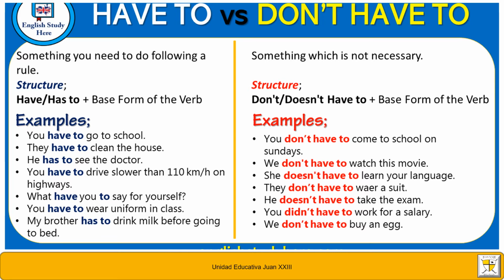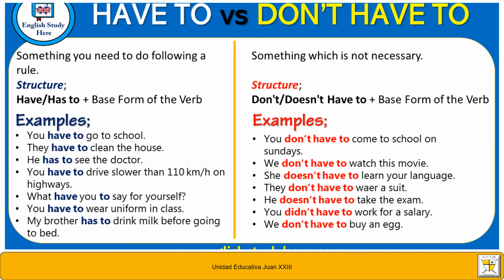Here we have some examples. You have to go to school. They have to clean the house. He has to see the doctor. You have to drive slower than 110 kilometers per hour on a highway. What do you have to say for yourself? You have to wear a uniform in class. My brother has to drink milk before going to bed.